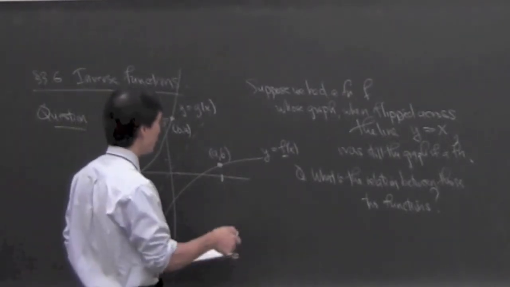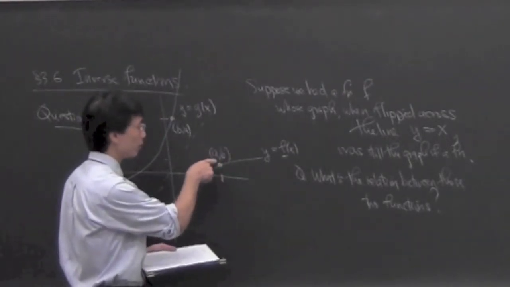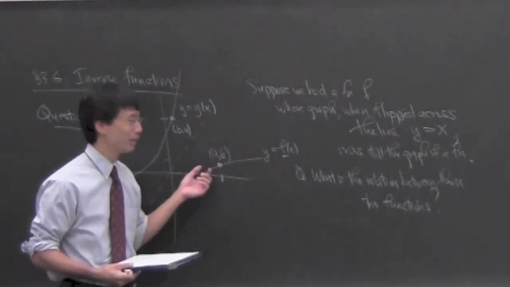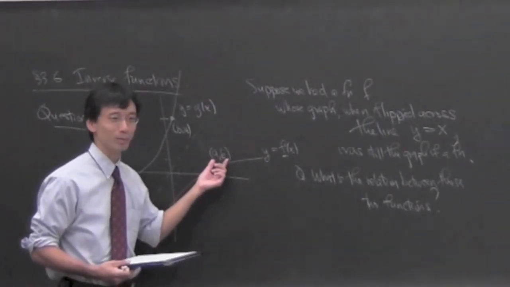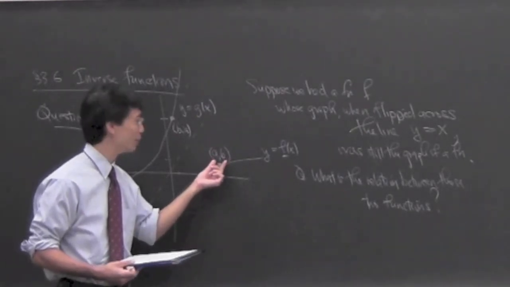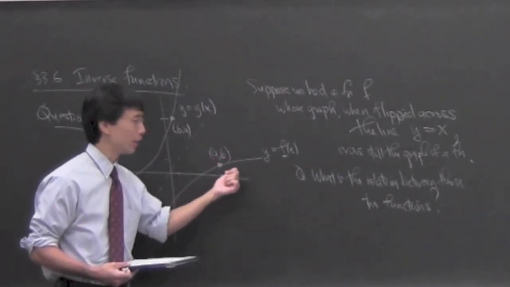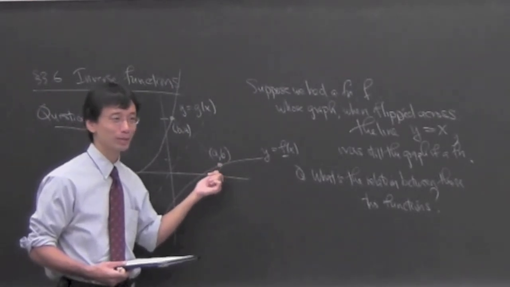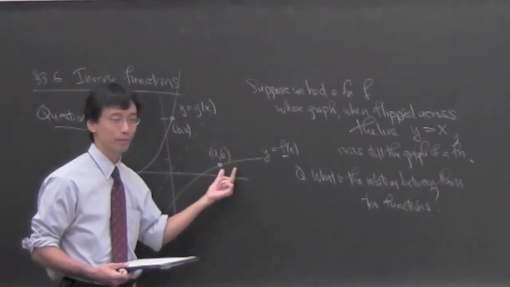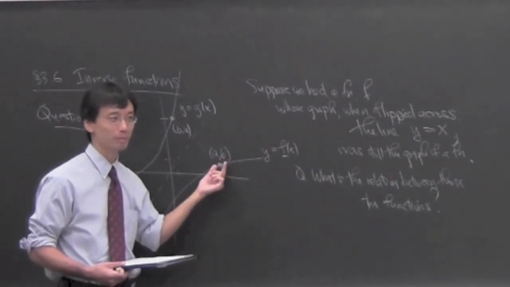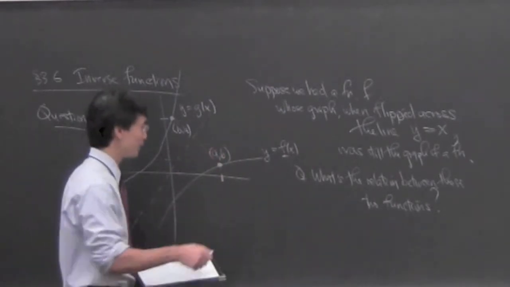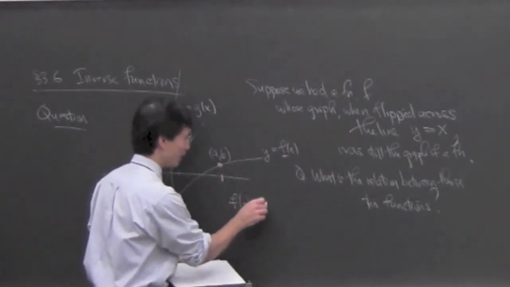And now I'm going to ask you one of those questions which might seem too simple. A, b is on the graph of f. What does that tell you? If you put in a, you'll get b. Yes, that f of a must be b.